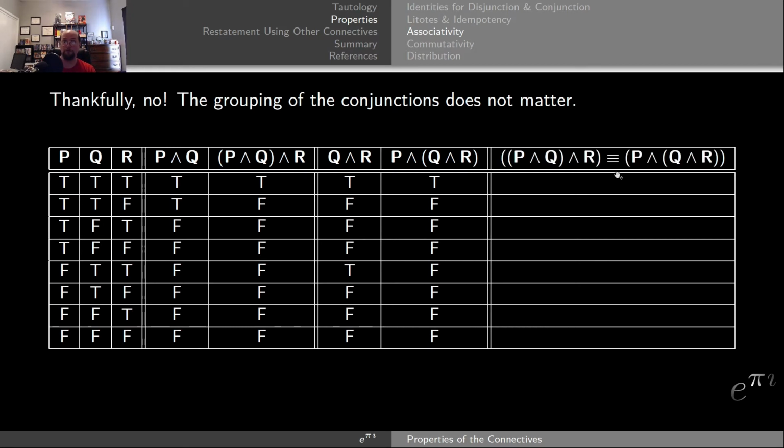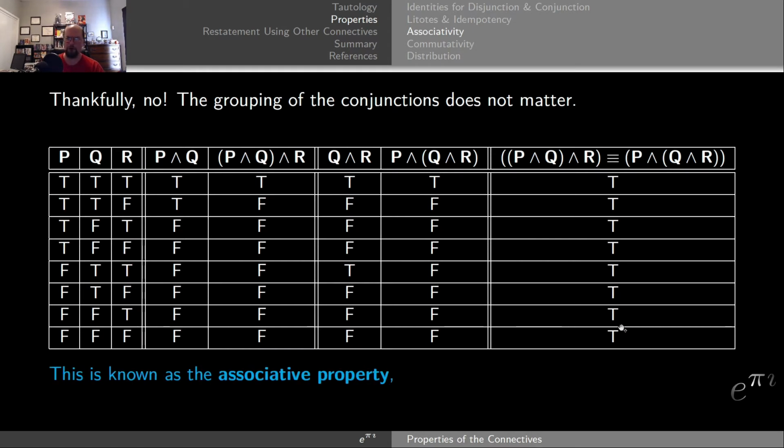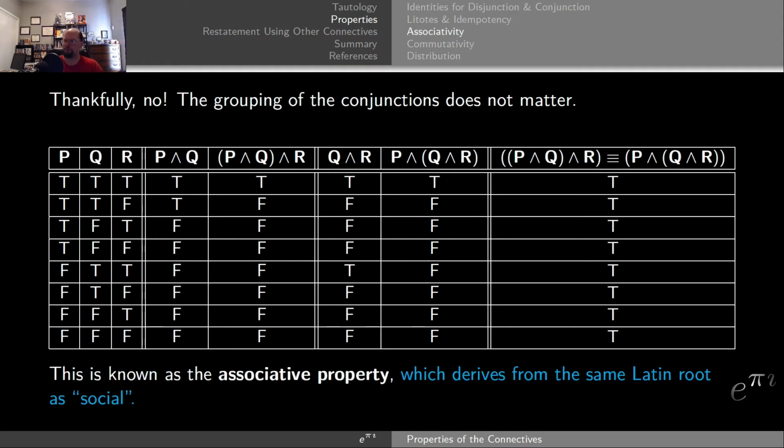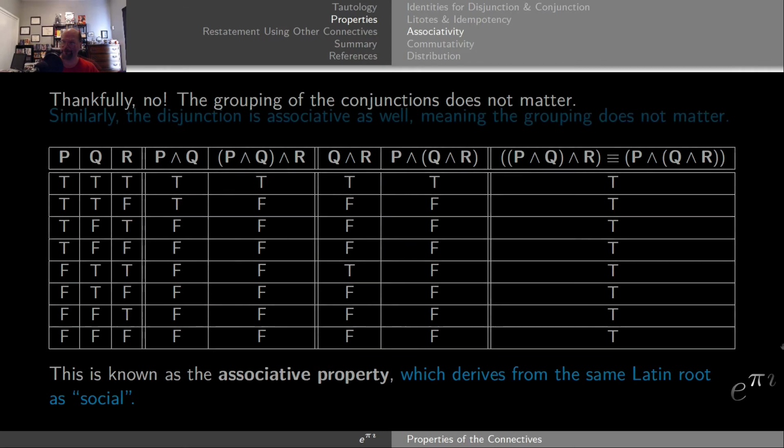So if I look at the equivalence, true equivalent to true is a true statement. False equivalent to false is also a true statement, and that's the same for the rest of the table. Now, this property is what's known as the associative property. The reason being is because it comes from the same Latin root as the word social, as in social grouping. So, being associative, the grouping doesn't matter. This is what we call the associative property.